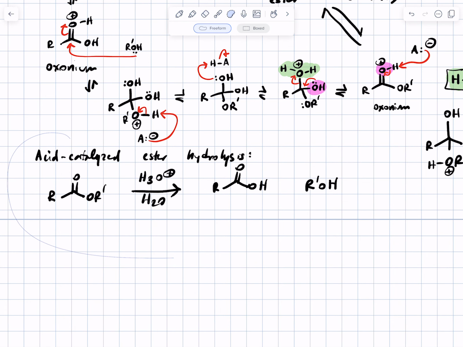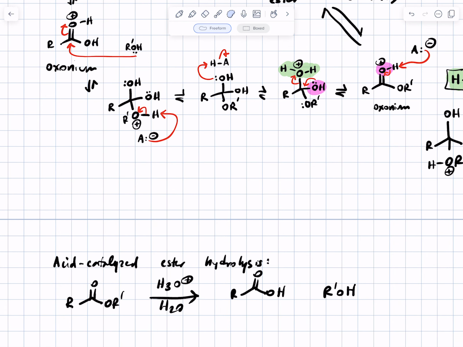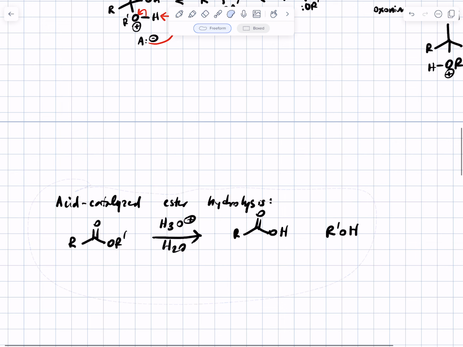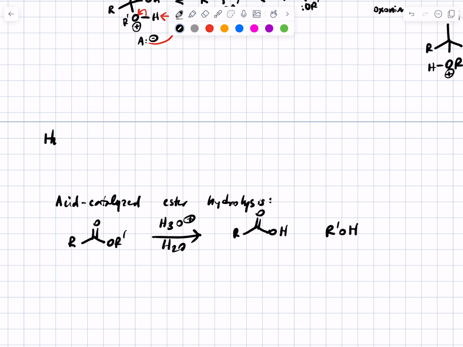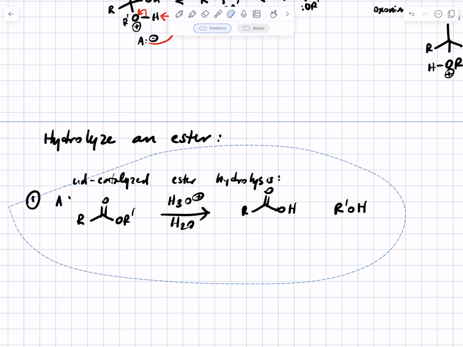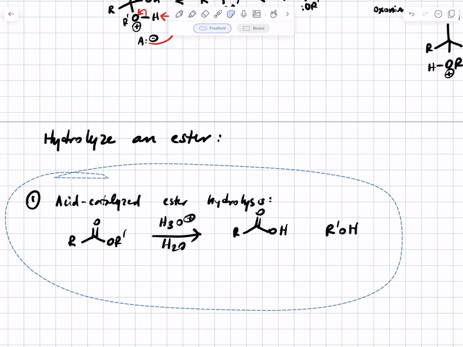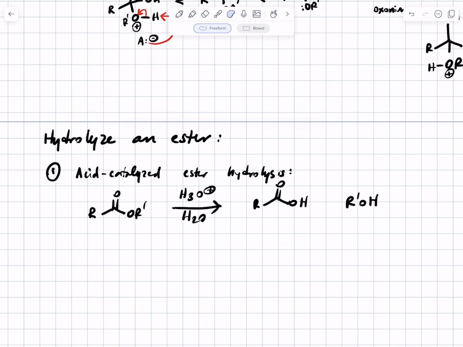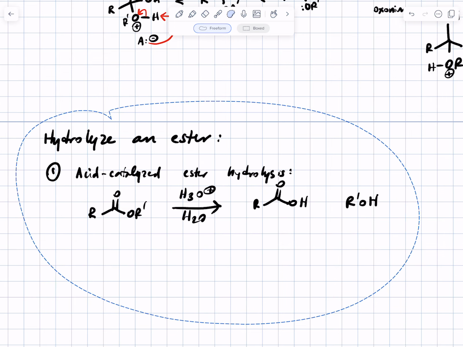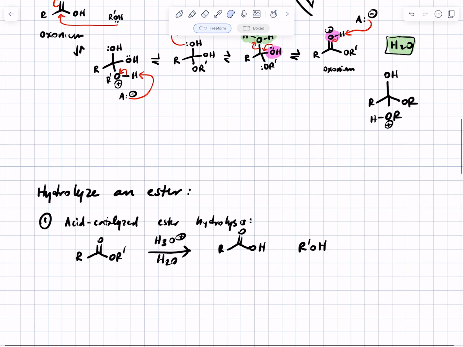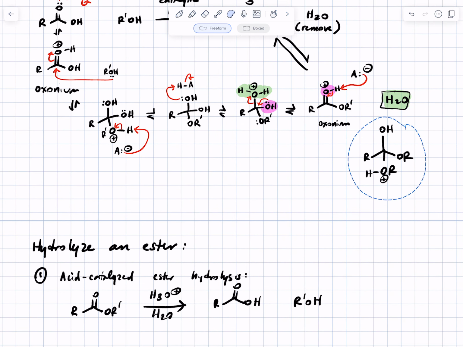So maybe I'll drag this down. If you want to hydrolyze an ester, by that I mean convert an ester back into a carboxylic acid, you sort of have 2 options. The first is acid catalyzed ester hydrolysis, which is just the reverse of Fischer esterification. I'm not going to draw that mechanism for you. You should be able to do that based on the mechanism I drew for you up here.